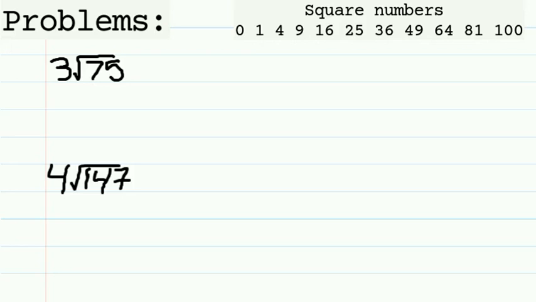So our first problem is 3 square root 75. First, we're going to work with the radicand, and our radicand is 75. We're going to find what's the greatest square number that could fit into 75. The biggest square number that could fit is 25, and 25 fits into 75 3 times. So we're going to start our factor tree. 25 over here, and 3 over here.